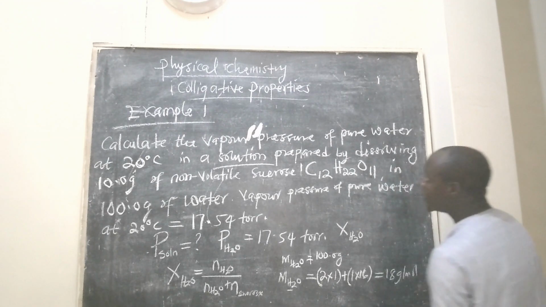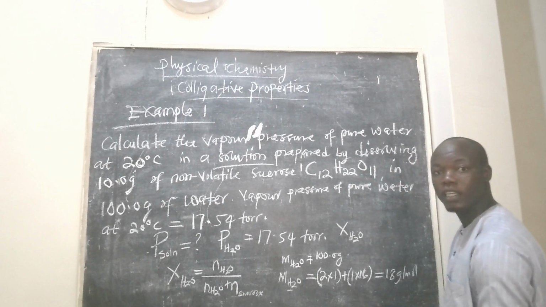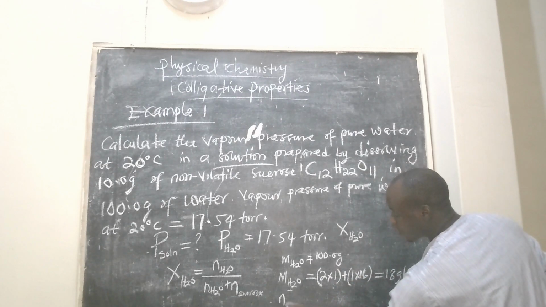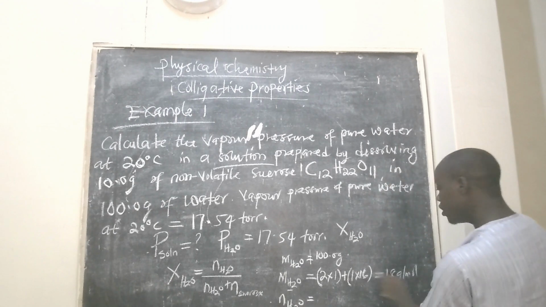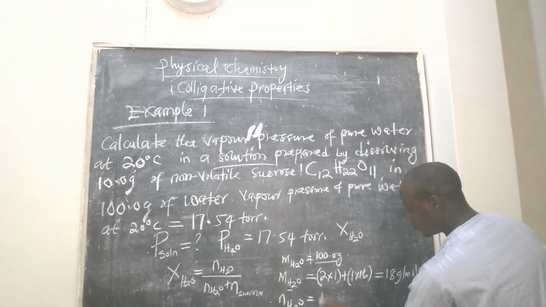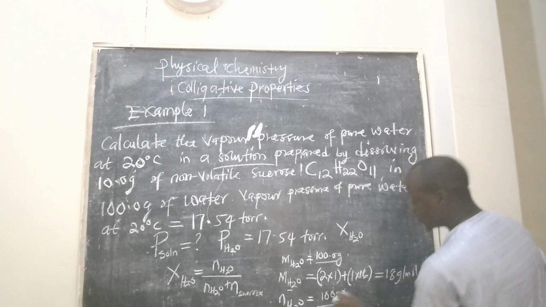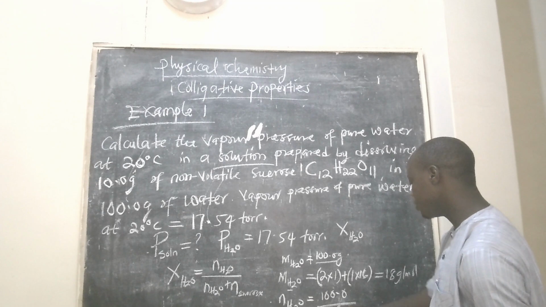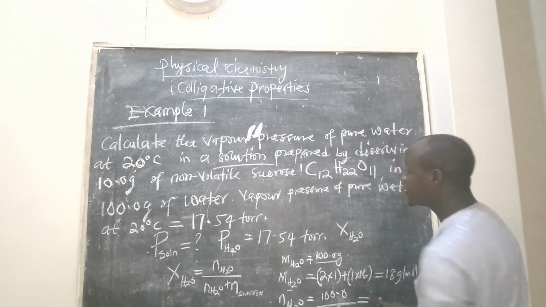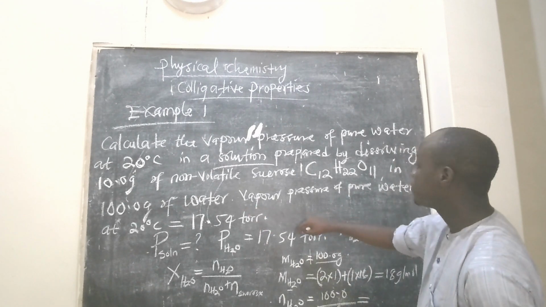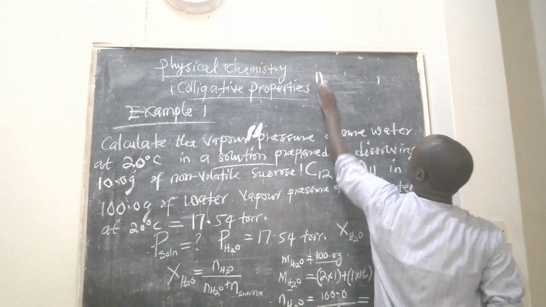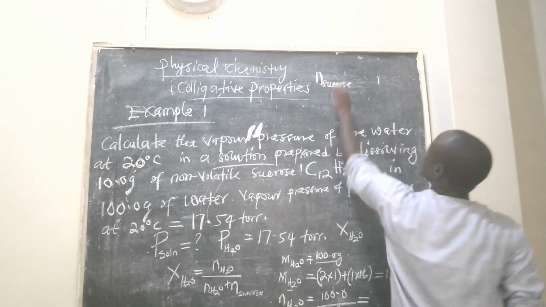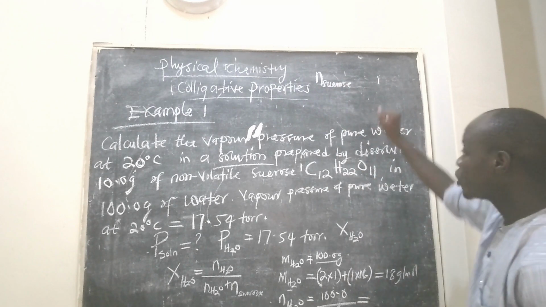So therefore, now to calculate the number of moles of water, we are now going to say 100.0 divided by 18. You write the answer here. And then the next is to calculate the number of moles of sucrose.